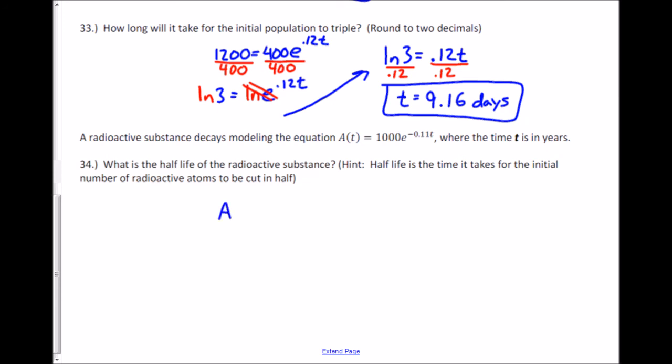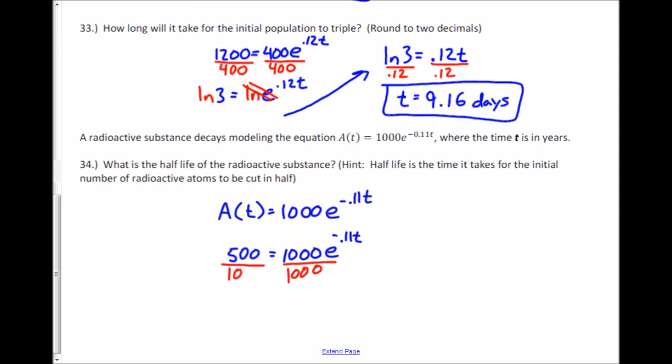So for this one, it says A of t equals 1,000 e to the negative 0.11 t. And really, I want to know, it starts off with an initial amount of 1,000. I want to know when that amount is going to be cut in half. I want to know when this thing is going to equal 500. And now I'm just going to solve this for t. And so I solve in the usual way. I divide each side by the 1,000. I have to isolate the exponential part of the function. That's going to give me a 1/2 over here equals e to the negative 0.11 t.